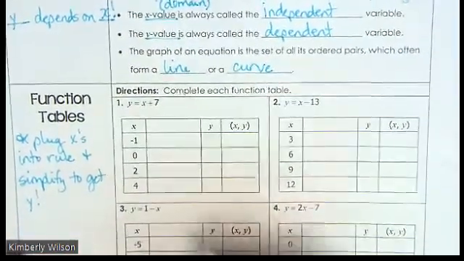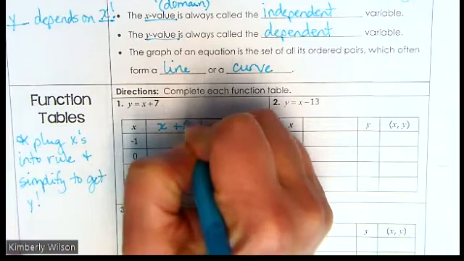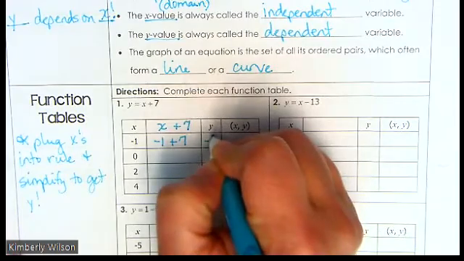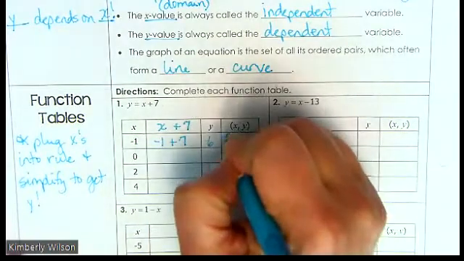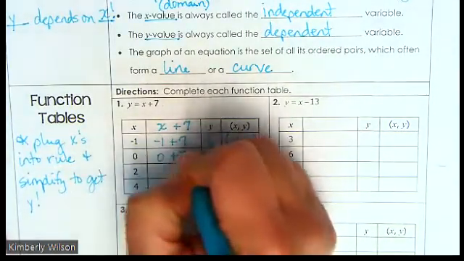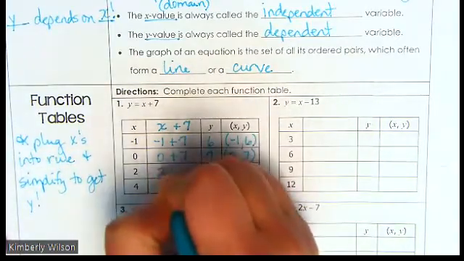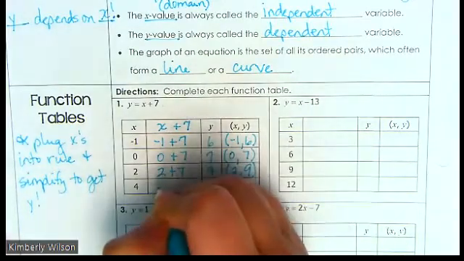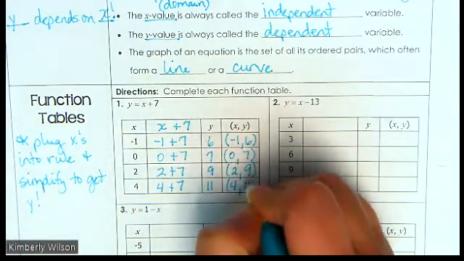Okay, so if I'm looking at this, my x is -1. My rule is x plus 7. So that means I'm doing -1 plus 7, which gives me, not negative, that's a positive, Kimberly, because the 7 is bigger, which gives me 6. So therefore the ordered pair is -1, 6. And we finish this out. I have 0 plus 7, which is 7. So then I have 0, 7. Then we have 2 plus 7, which is 9. So that's going to give me 2, 9. And then I have 4 plus 7, which gives me 11. So I have 4, 11.